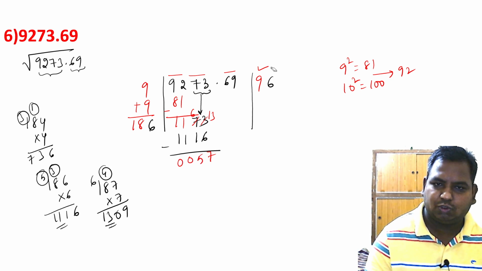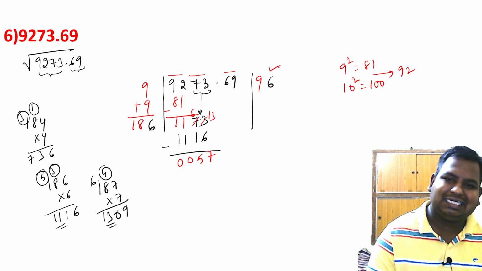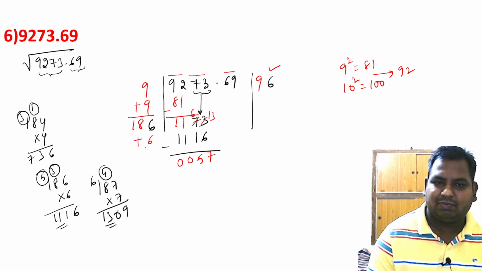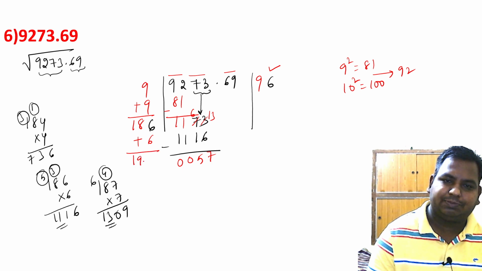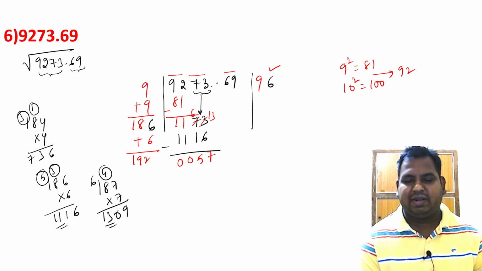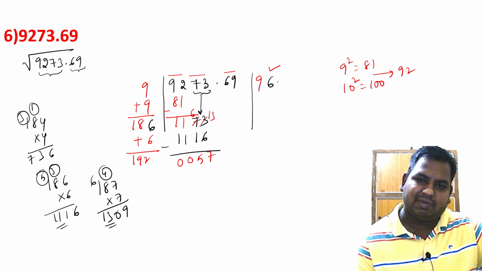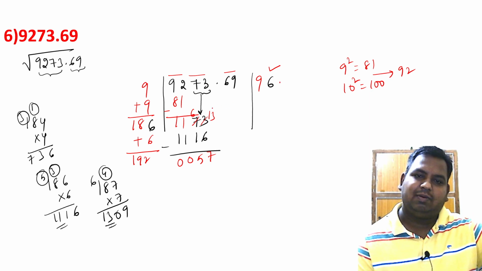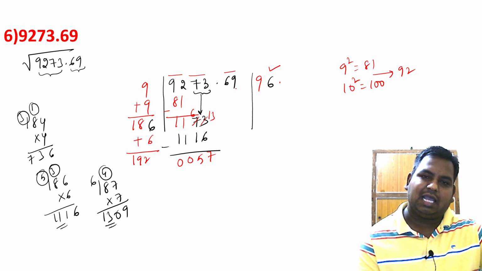Now what should you do? You need to add the recent digit here. So add 6 here. We'll have 192. So after 73 we have the decimal. Put the decimal in the quotient place and bring down the digits under the next bar.